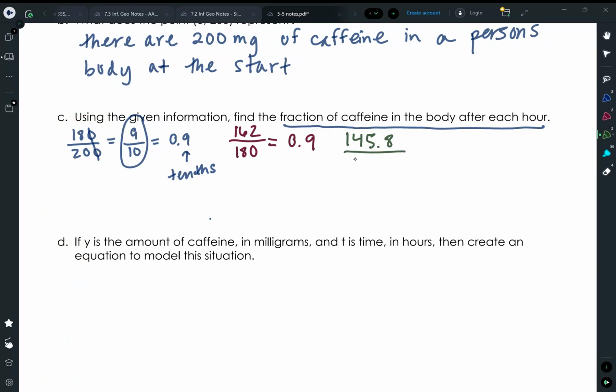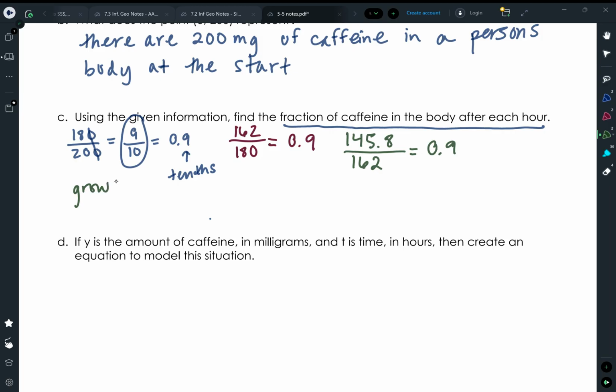145.8 divided by 162. And again, I'm just going to divide this one on a calculator, which means I'm doing top divided by bottom. So you put your top number in first. That's been a really common mistake this year. And this one equals 0.9 again. So what this tells me is I am keeping 9/10, right? I'm keeping that much in my body. So that means my growth rate or decay rate is 9/10.